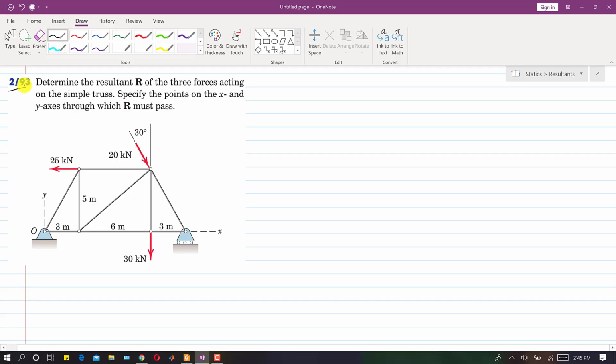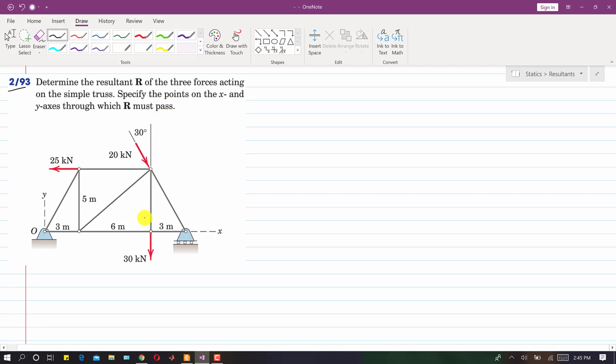Now we are going to solve this problem 293. In this problem it is said to determine the resultant of the three forces acting on the simple truss. So this is a simple truss and three forces are acting. We need to determine the resultant of these three forces, and we need to specify the points on the x and y axis through which R must pass, right?